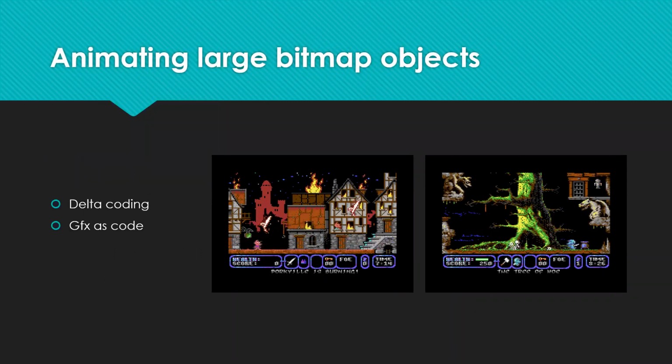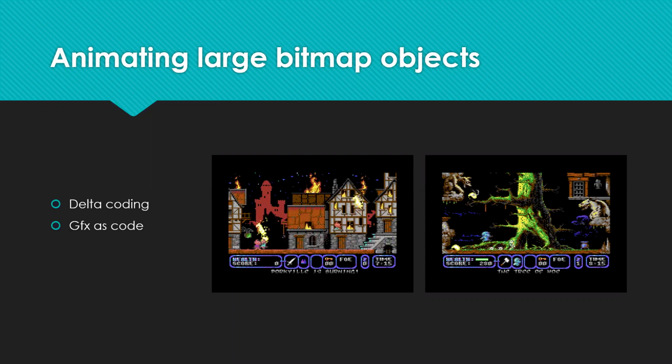Animating large bitmap objects. This is the next challenge, and probably the toughest one. This game is done in bitmap mode again, and there are many animations on screen. You can see the flames here, the puff of smoke coming out on the right, and there are much larger objects, but we didn't want to really spoil the game today. But there are large bitmap objects moving on screen.